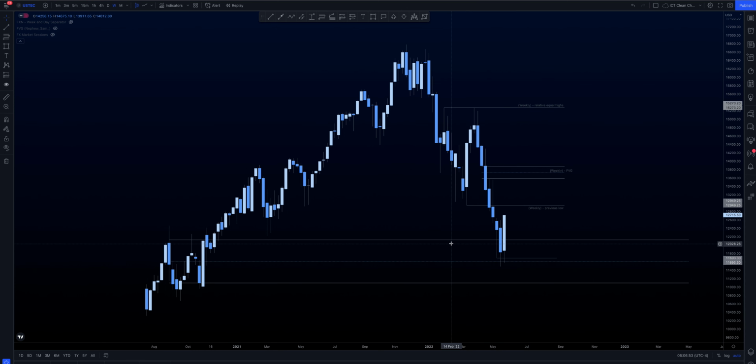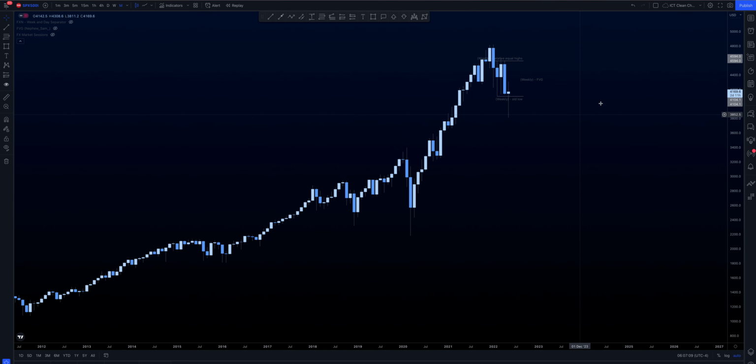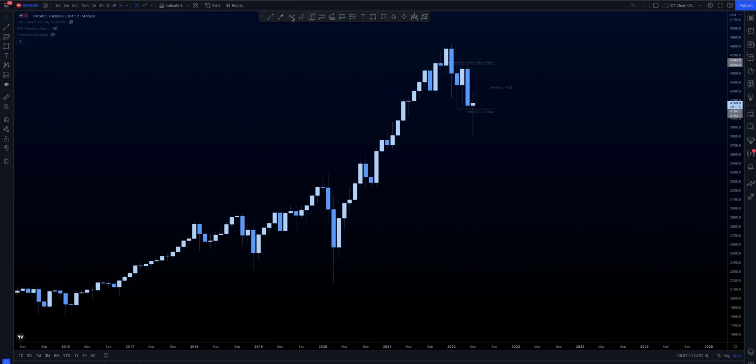So you can see there, we've actually failed to close below 3 week ago's low. Probably not the best English, guys, but you get what I mean. And then if we were to have a look on the monthly time frame on S&P, we've actually got this candle here.